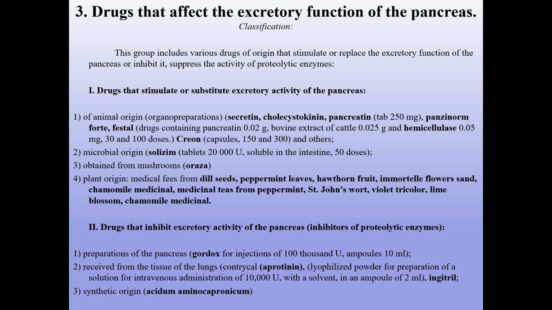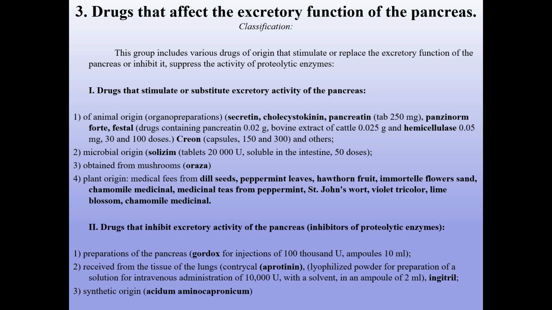First, of animal origin: secretin, cholecystokinin, pancreatin, panzinorm forte, festal, hemicellulase, creon. Second, microbial origin, solisim. Third, obtained from mushrooms, oraza. And fourth, plant origin: dill seeds, peppermint leaves, hawthorn fruit, and others.